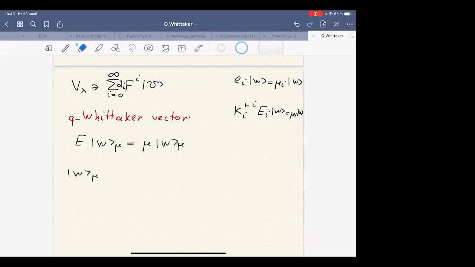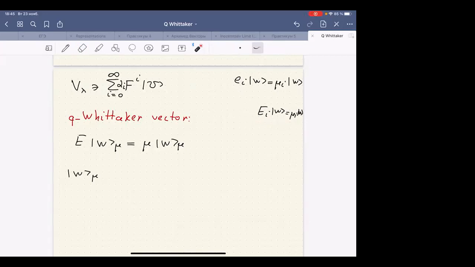What do you mean we cannot write? Suppose I wrote exactly like in the classical case. What will be the consequence? There will be no such vectors. So such a vector does not exist. Yes, this definition will not be compatible with the Q-Serre relations.